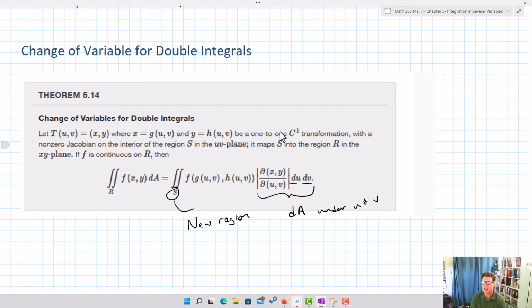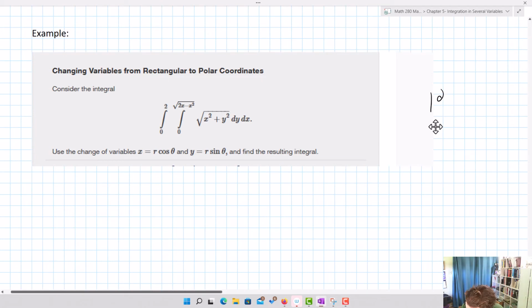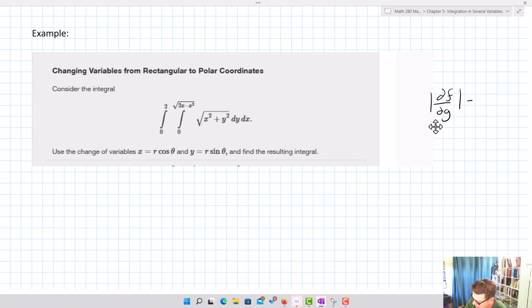So what we're going to do now is take a look and do some setups for some double integrals utilizing the change of variables in order to illustrate this point. So let's take a look. We're going to change our variables from rectangular to polar. We're going to calculate our Jacobian. We actually already know what it is. We know that del f over del g ends up equaling r in this case.